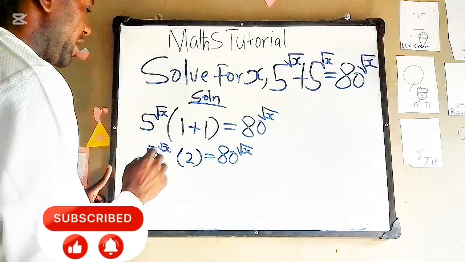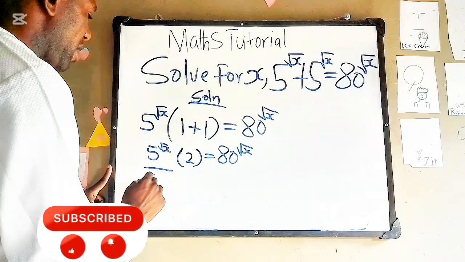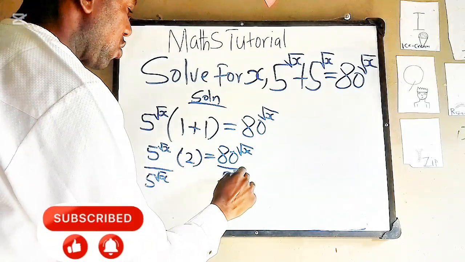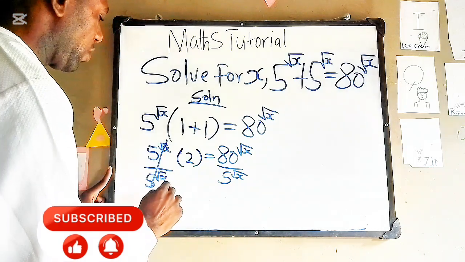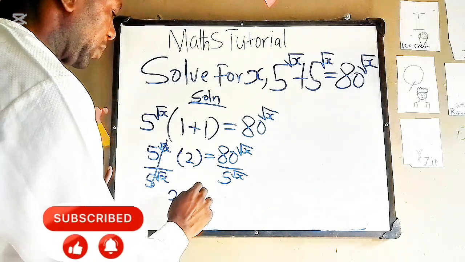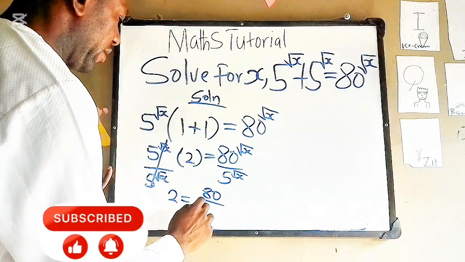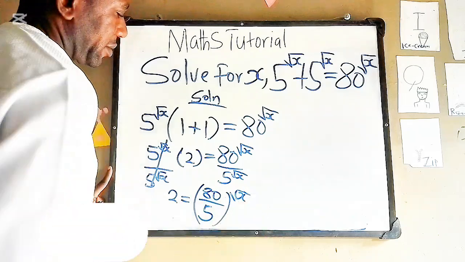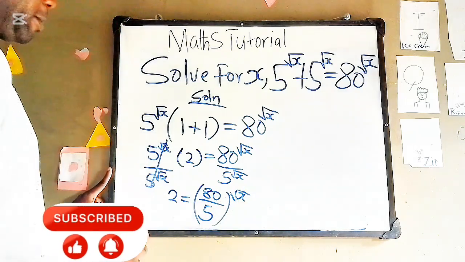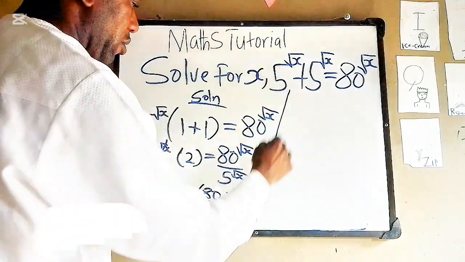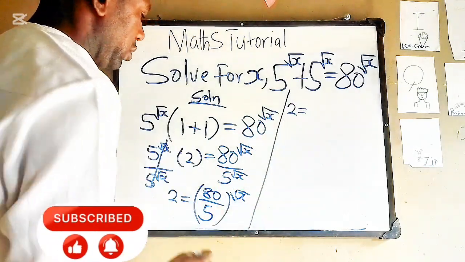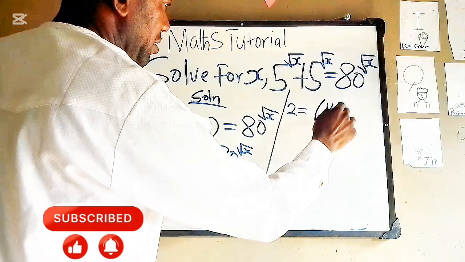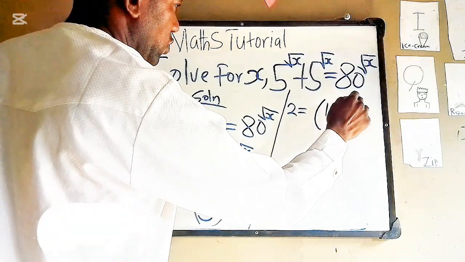Now you divide both sides by 5 raised to the power of root x. Then when you cancel this, you are left with 2 at this point. And this place we are going to have 80 over 5, all in brackets, to the power of root x. So now, when you divide the bracket, come to this side, 2 is equals to 80 divided by 5 is 16. You have 16 raised to the power of root x.